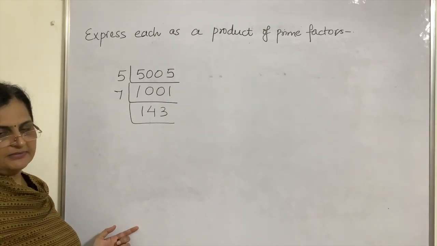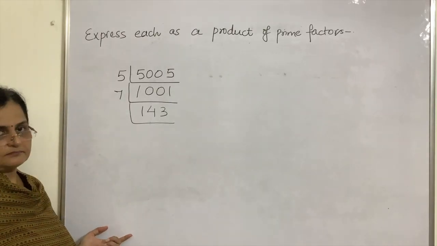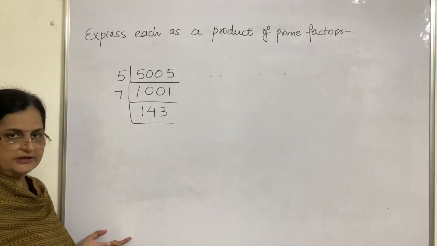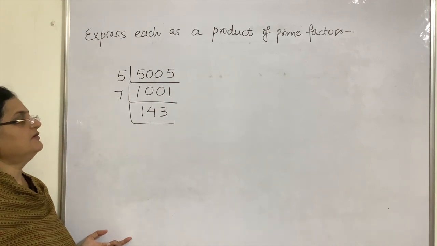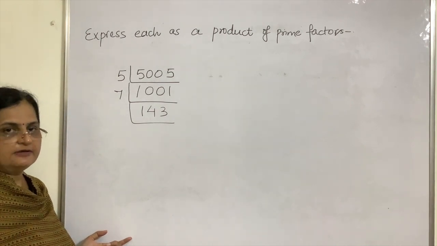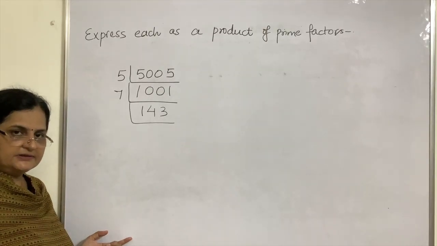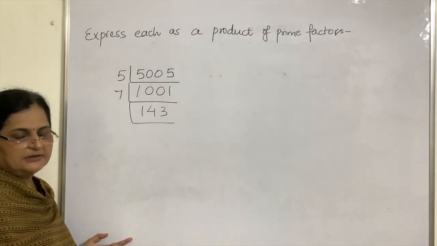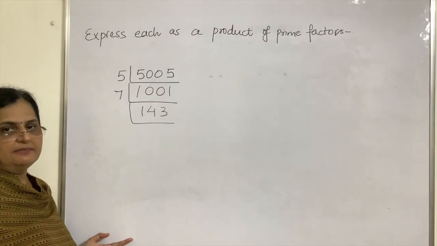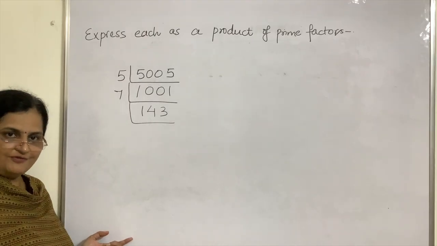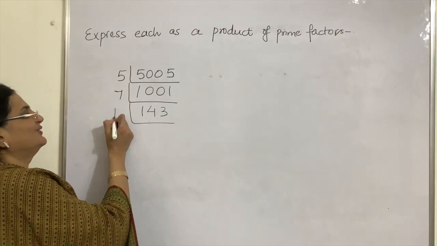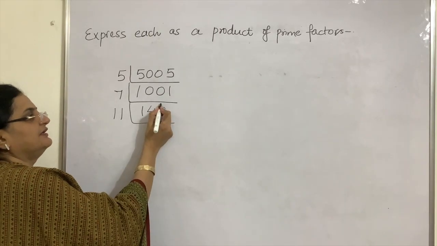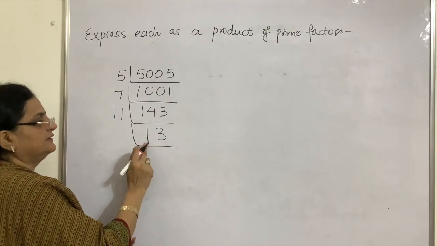Otherwise, after 7, what is the next number? 11. Check for divisibility by 11. What is the check for divisibility by 11? Find the sum of the even place digits, find the sum of the odd place digits, and subtract both of them. If they come out to be 0 or a multiple of 11, the number is divisible by 11. Remember, or have you forgotten it? Okay, so I tell you this is divisible by 11. So 11 ones are 11, you're left with 3, 11 threes are 33.